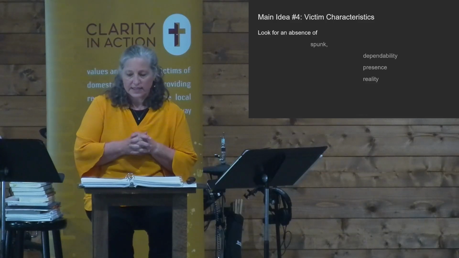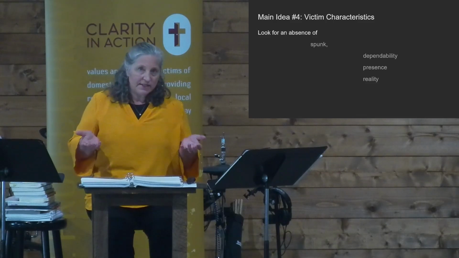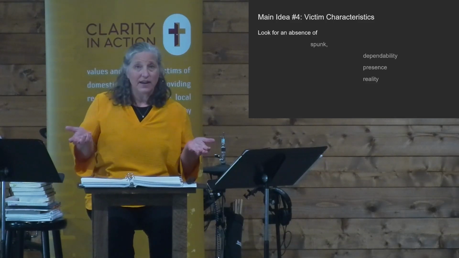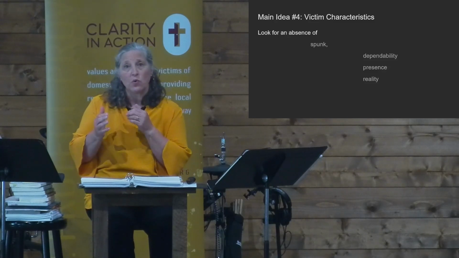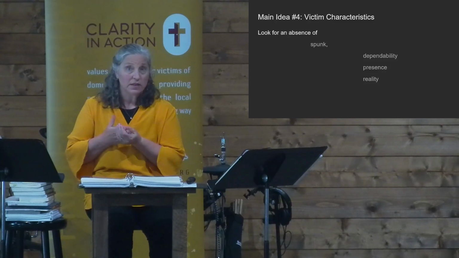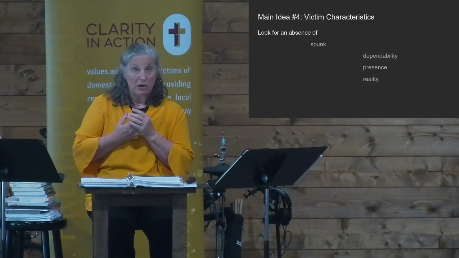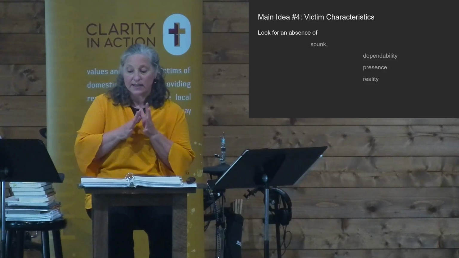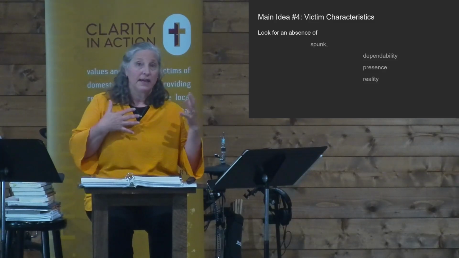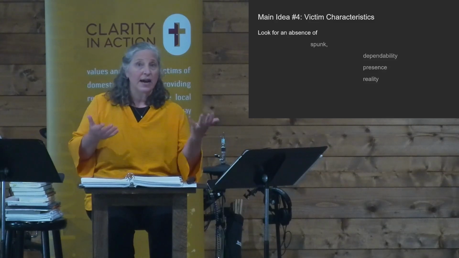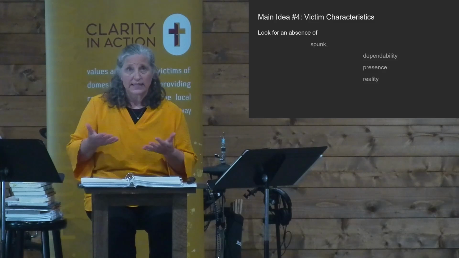So, victim characteristics. In the same way you can't identify an abuser by physical traits, you can't identify a victim either. But it will be helpful to know what to look for, maybe what not to look for. You're going to look for an absence of spunk. Specifically, like a change over time. Maybe they used to be a really outgoing, fun-loving, easygoing type of person, and now they're just sullen or quiet, withdrawn, and you're not seeing that.